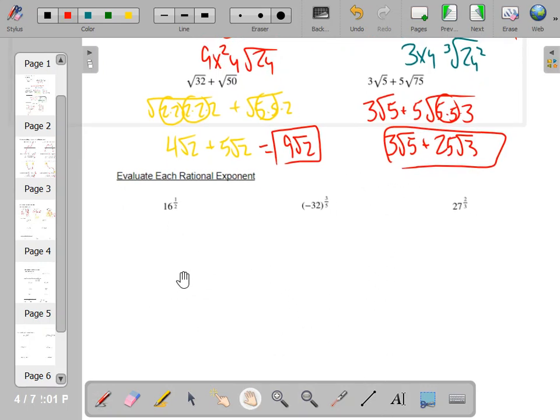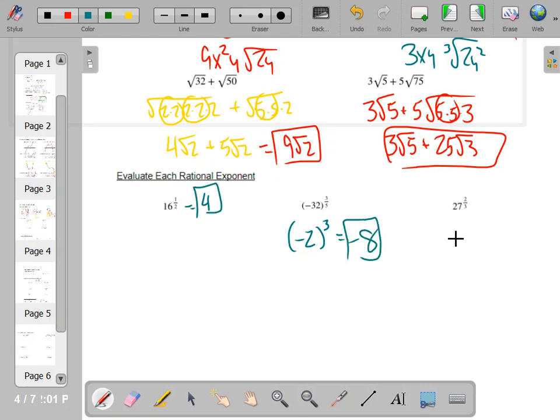So here, evaluate these. You can just type it in your calculator if you've got one, but we can do it without. The square root of 16 is 4. This is saying the fifth root of negative 32, and then cube it. The fifth root of negative 32 is negative 2. I'm sorry, the fifth root; I don't know why I said cube root. And then you're going to cube it. Negative times a negative times a negative is negative. 2 cubed is 8.